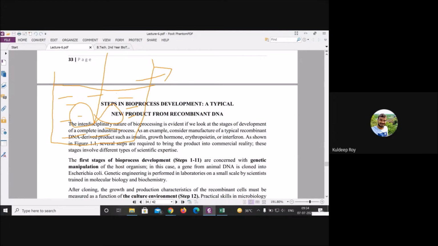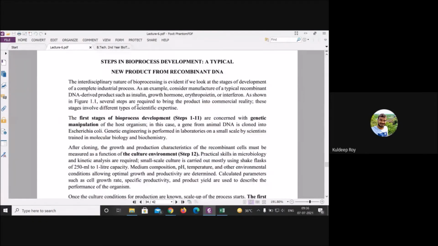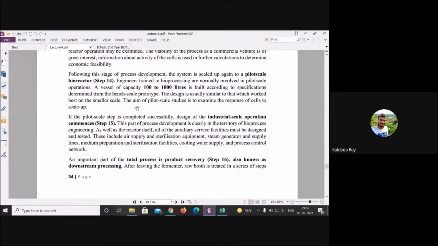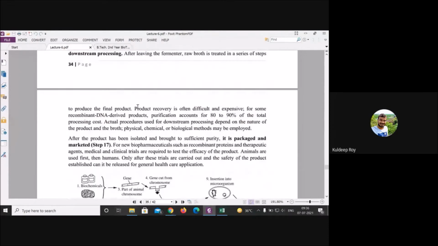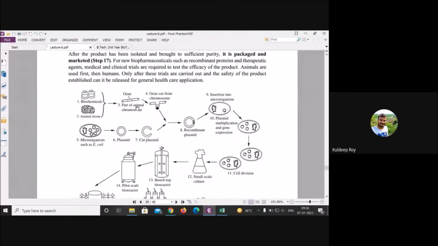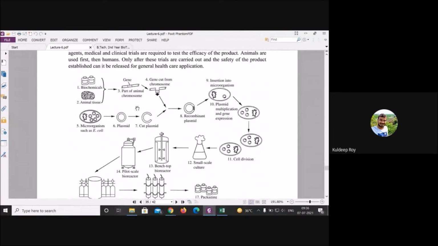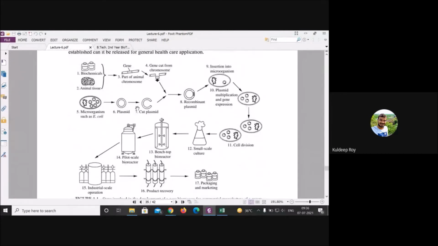So today we will talk about how this subject is related to your curriculum, your engineering part. Okay, so now you just read all these steps. I will directly go to the picture. Now you can see this is the complete picture.